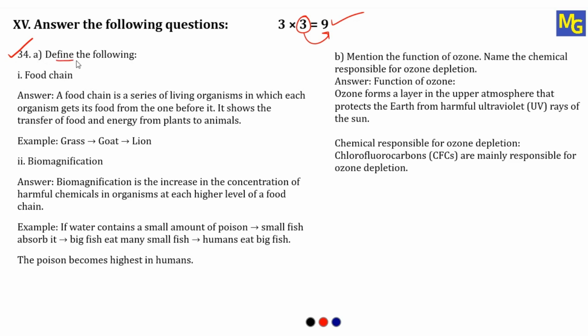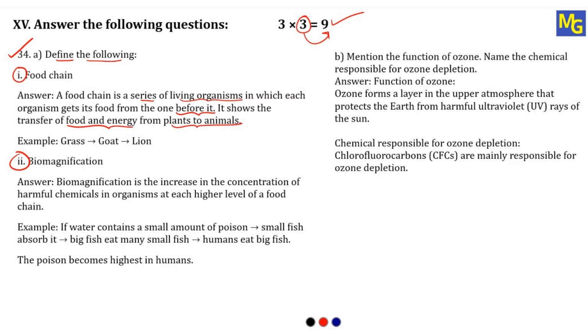The question says, define the following. So we have to write the definitions of first, food chain, and second, biomagnification. First we will see the definition of food chain. The answer is: a food chain is a series of living organisms in which each organism gets its food from the one before it. It shows the transfer of food and energy from plants to animals.